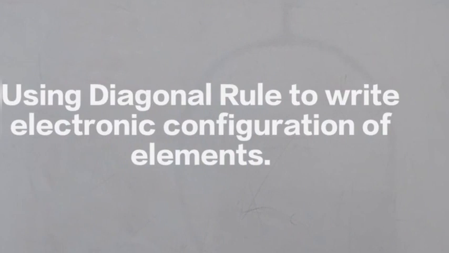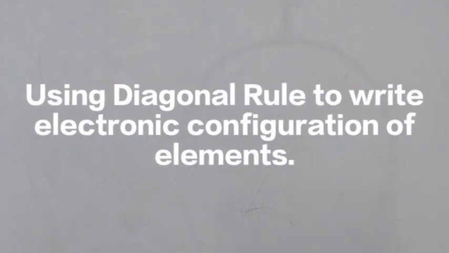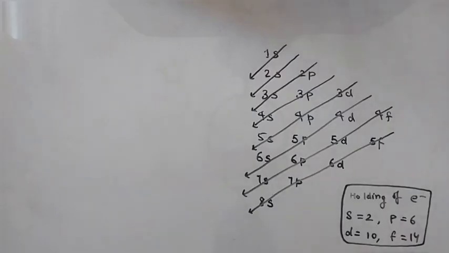In this class, we will be seeing the diagonal rule that is used for writing the electronic configuration of any given element or compound. So this is the pictorial view of the diagonal rule that we are going to use for filling up of the electrons in the orbitals.